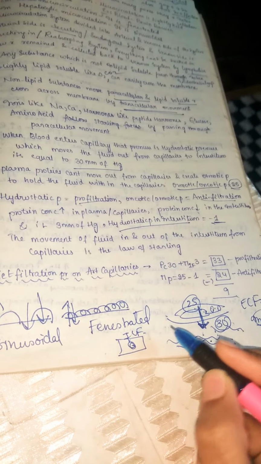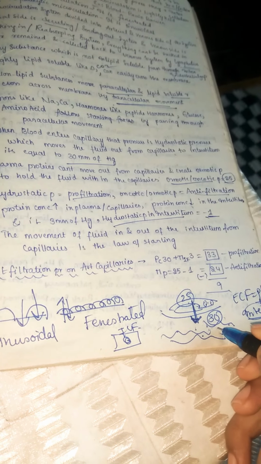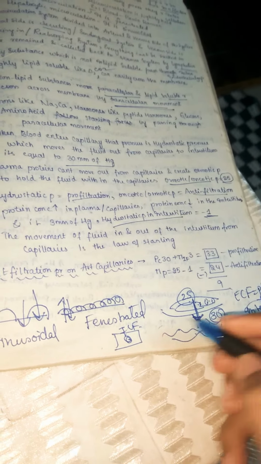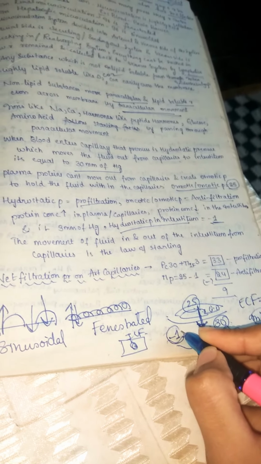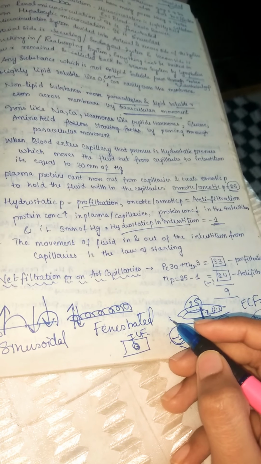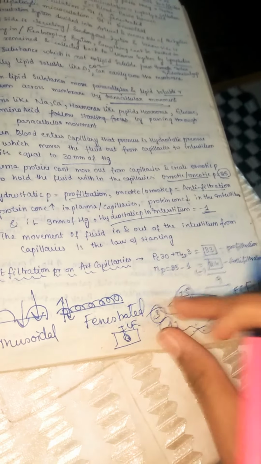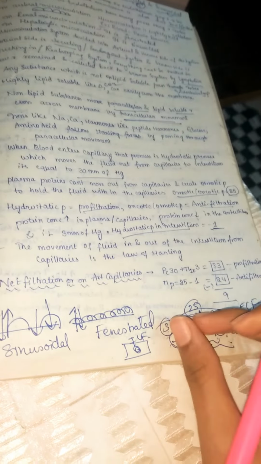So now we are talking about the interstitial space. We have talked about plasma and hydrostatic pressure in capillaries. In the interstitial space, the hydrostatic pressure is -1, and the oncotic pressure is 3 millimeters of mercury. So we have understood the values outside, in the interstitial space, and also inside.